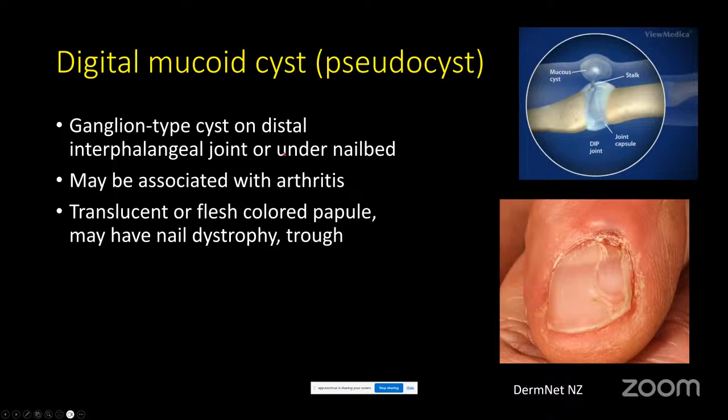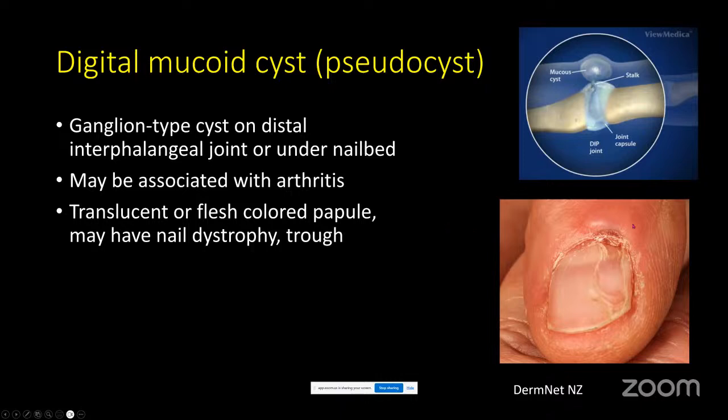Digital mucous cyst, or it's really a pseudocyst, as I mentioned. You have sort of the mucin that is extruding supposedly from the joint capsule, usually at the distal finger, but you can really have it anywhere along the finger where there's a joint. We usually see it at the distal finger, and the nail bed starts way back here. So if it's arising here, where the matrix is, you're going to have an abnormally formed nail. So you'll have a trough or nail dystrophy here where you have this presenting.